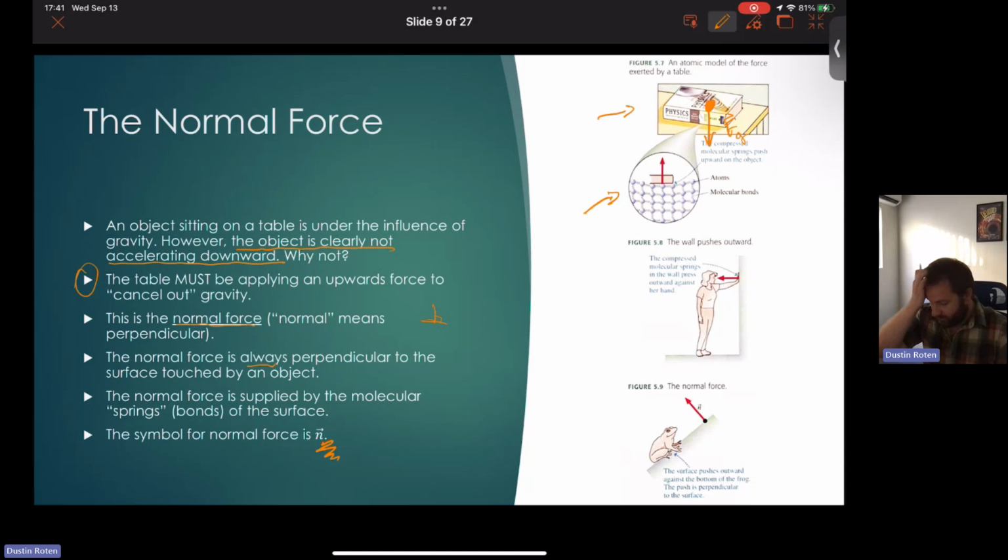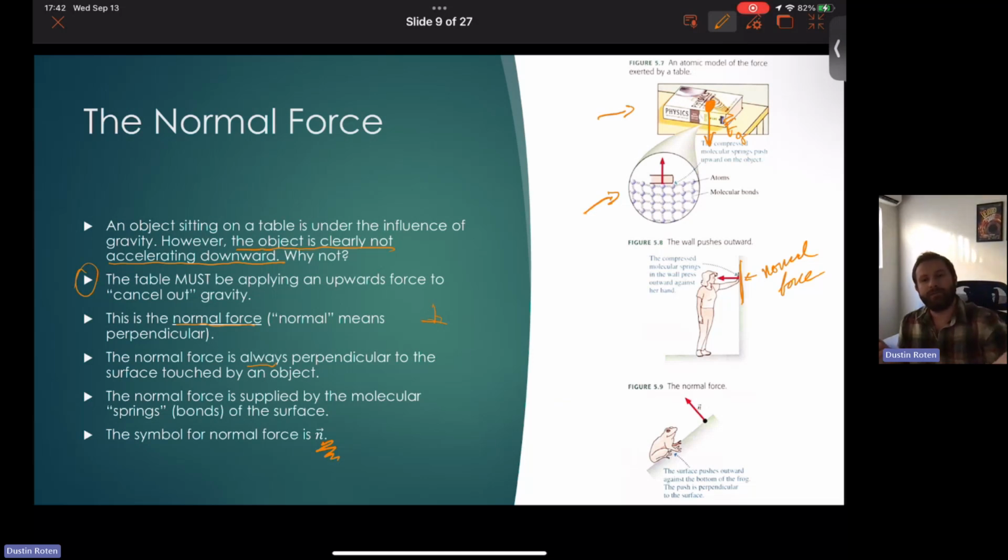But let's look at these other two examples. If you reach your hand out and push against a wall, like this lady's doing, this vector right here is your normal force. You'll notice that it is perpendicular to the wall because that's the surface being interacted with. As always, the normal force points perpendicular to that surface. As the lady pushes on the wall, the normal force pushes back on her hand, and it's what's keeping her from bursting through the wall and going into the next room.